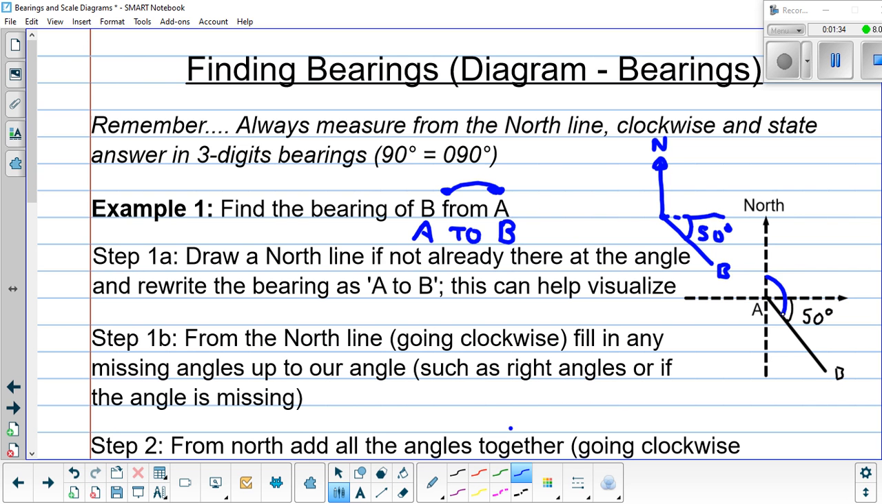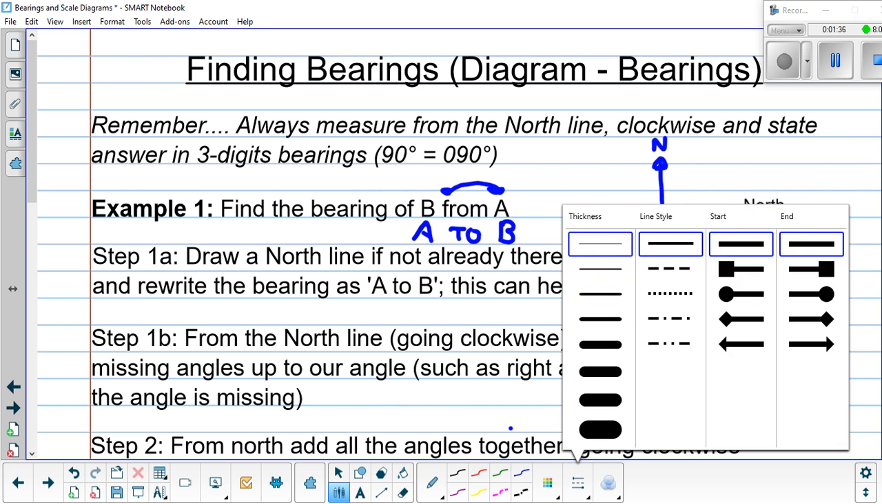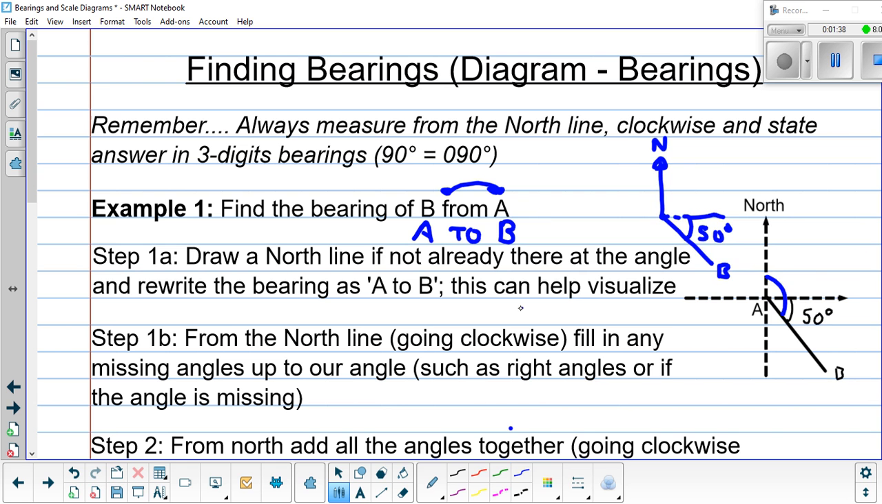Well, we're going to have to use a little stuff we know about angles, because we know that we have a 90-degree angle between north and east. So here, that's 90 degrees. So we can go 90 plus this 50 degrees we have, and we can find our entire angle that we're looking for. Our bearing is 140 degrees.